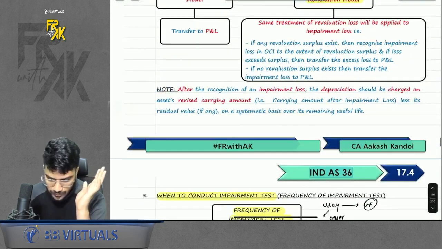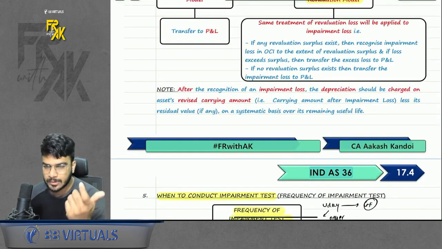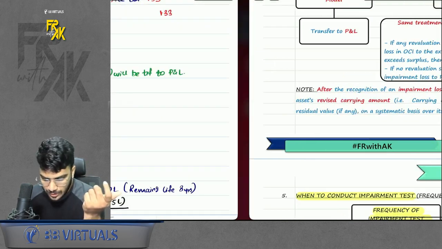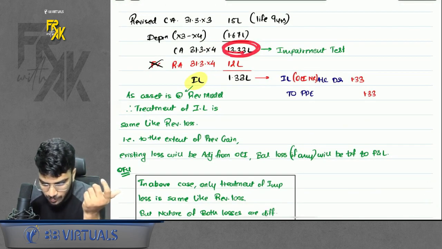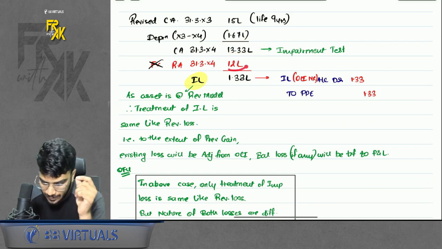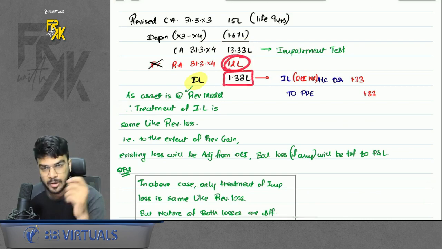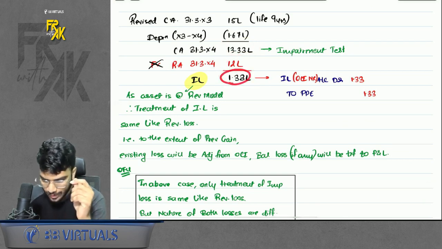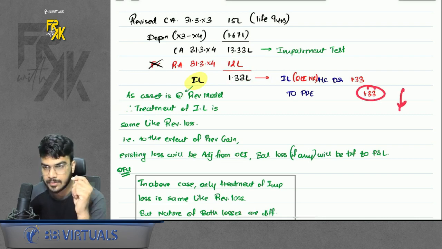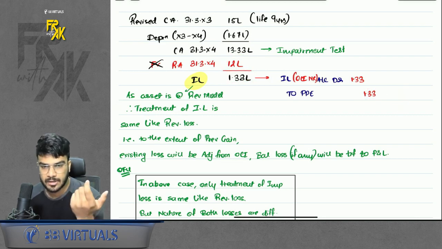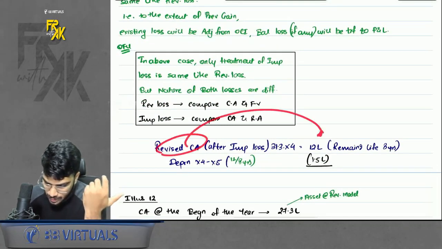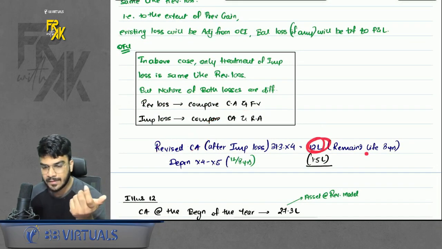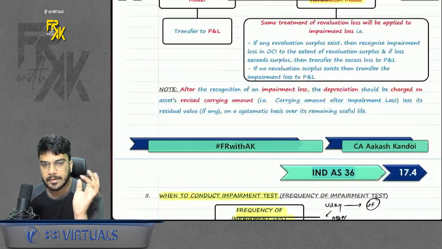Then there is a note given. The note talks about the fact that once you book an impairment loss, your carrying amount reduces. For example, here my carrying amount was previously 13.33 and my recoverable amount was 12, so I booked an impairment loss of 1.33. As soon as I book an impairment loss, the carrying amount of the asset reduces. So for future years, you will depreciate on the revised carrying amount. My revised carrying amount became 12 now, so for future years I will depreciate on this revised carrying amount. As simple as that. Is this clear, guys?